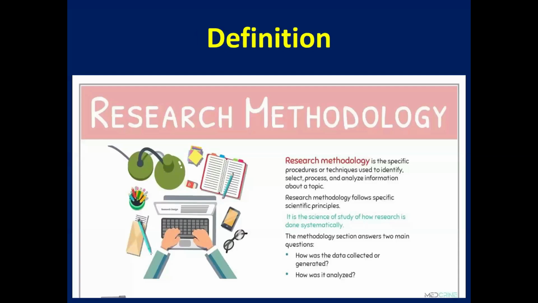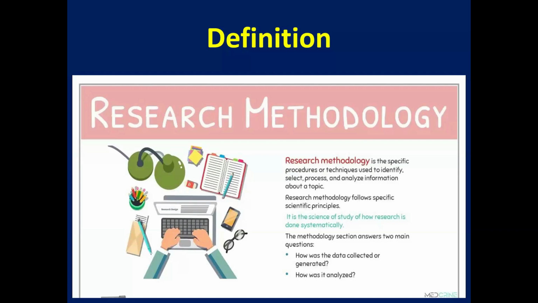So in definition, research methodology is the specific procedures or techniques used to identify, select, process, and analyze gathered or collected information about a research topic or research questions. And research methodology follows specific scientific principles, as we have already discussed, and it is the science of studying how research is done systematically. So there are scientific principles and a system is going on. Without a system, we cannot get our objective.